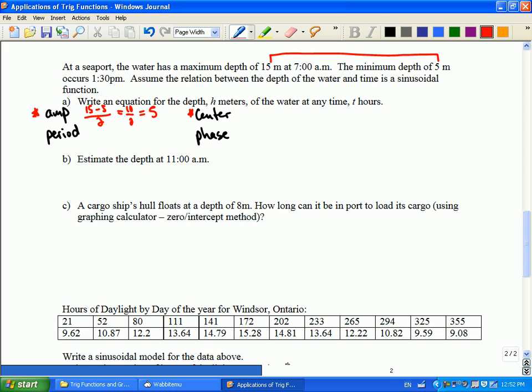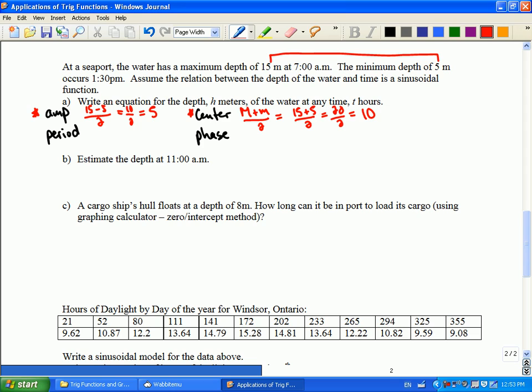That's 10 over 2, so it's going to bob up and down by 5 meters. What else? How do you get the center line from that information? How do you get in the middle of the minimum and the maximum? You add them and divide by 2. So maximum plus minimum divided by 2. 15 plus 5 divided by 2, so we're 20 over 2. The center line is 10. And that should make sense when you look at the problem. The depth at the middle is 10 meters, and it goes as high as 15, an amplitude of 5 above, and as low as 5, an amplitude of 5 below.